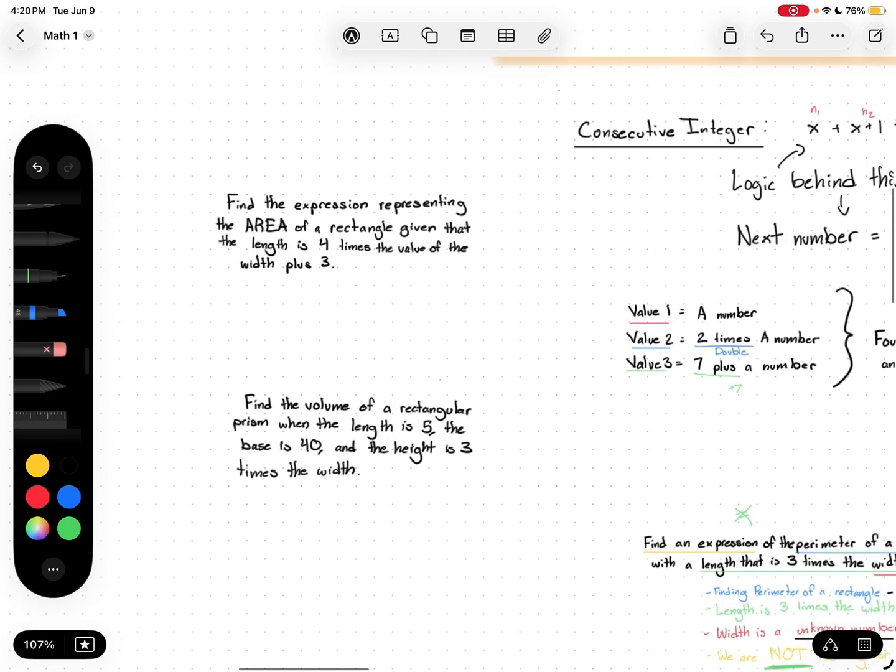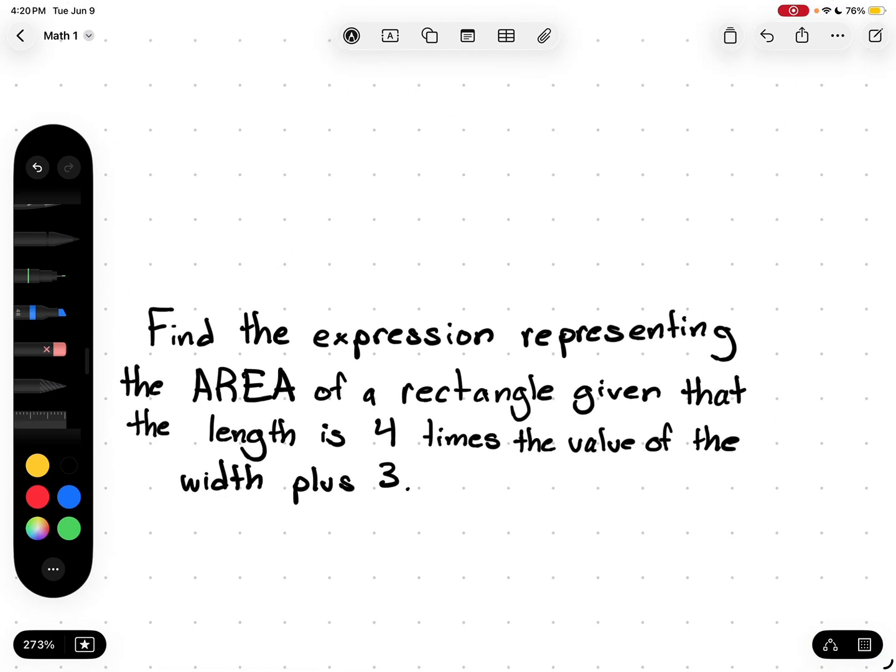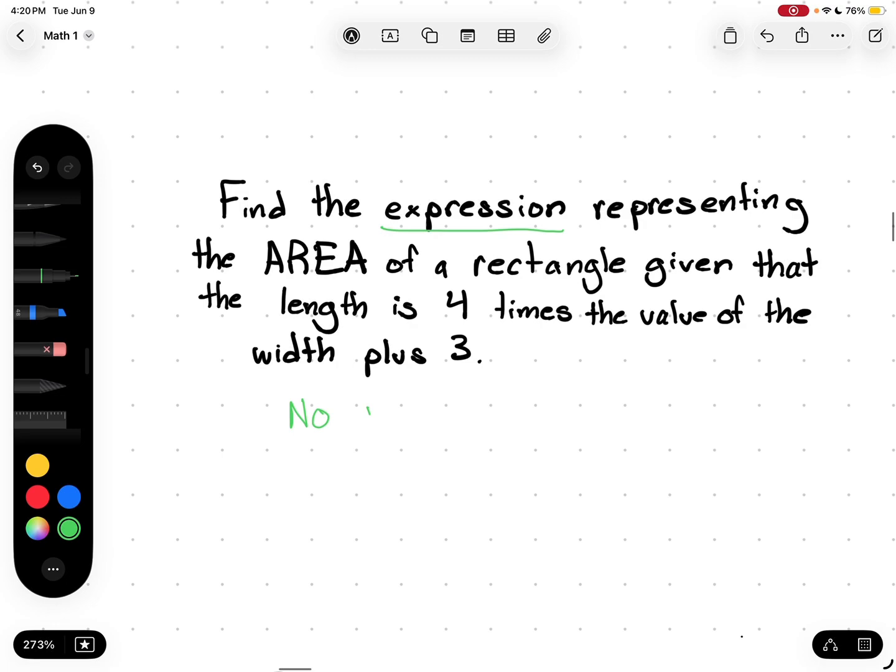So let's do some practice problems. Find the expression representing the area of a rectangle given that the length is 4 times the value of the width plus 3. So we are finding an expression again, which means that we are not going to have a number solution.